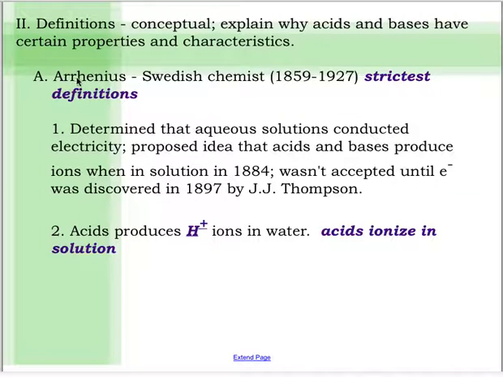So what Arrhenius said is that an acid must produce hydrogen ions in water. That was it. Another way of stating it is that acids have to ionize in solution. But there was no give. It had to be that way, and that's all it was.